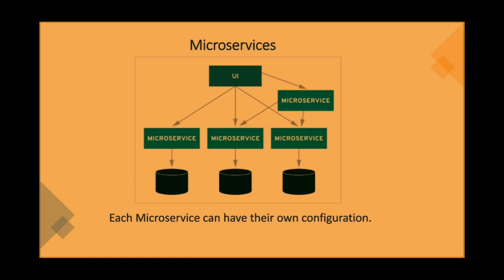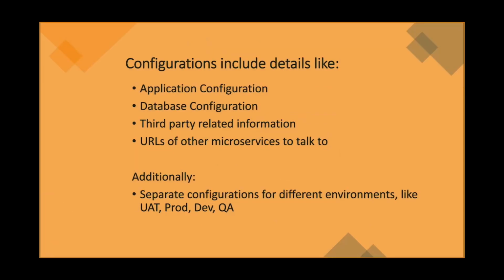Let's consider a very basic scenario, wherein we can have a few microservices running in a production environment. The interesting part is that each of these microservices can have their own configuration, correct? Such configuration can include details like application configuration, configuration required for database, some third-party related info, like some communication channel configuration, queues, and other infrastructure.